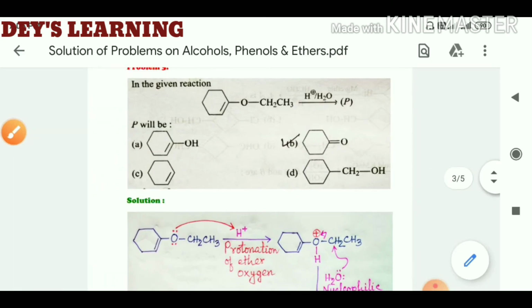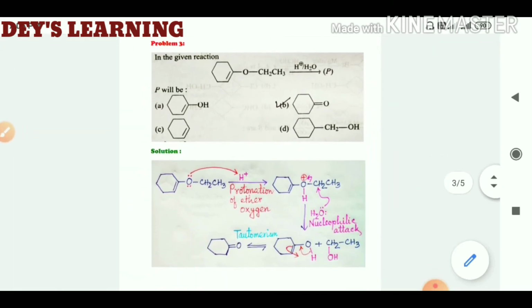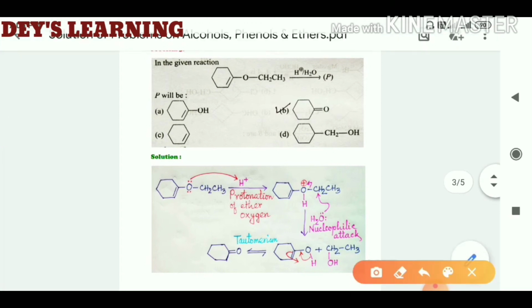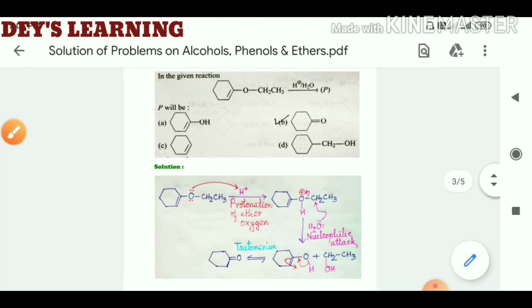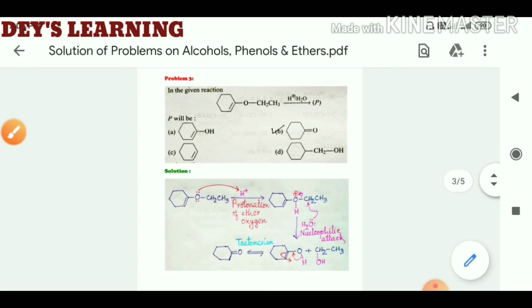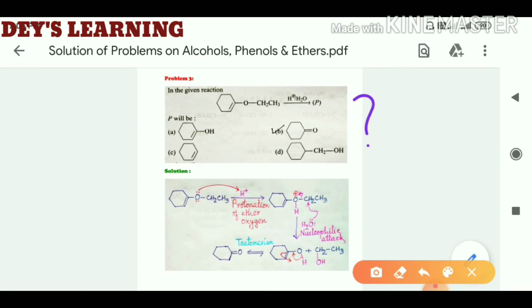So this one is the problem, and this one is the solution. And among the given options, of course, option B is our correct choice. Cyclohexanone is the product of the reaction. The side product, the ethanol molecule, is not given in the options. So option B is our correct answer. Let's proceed.